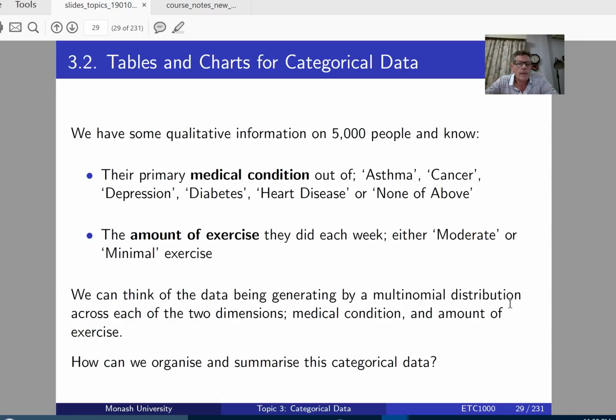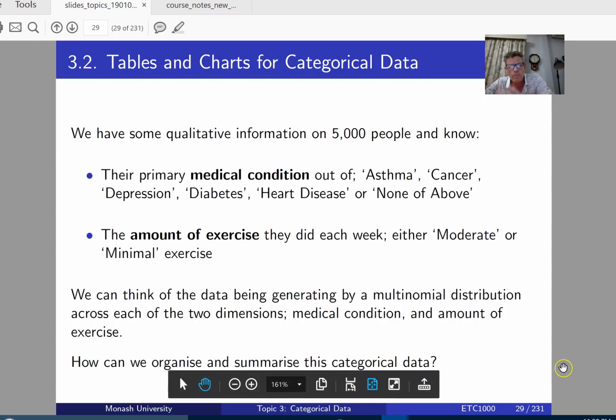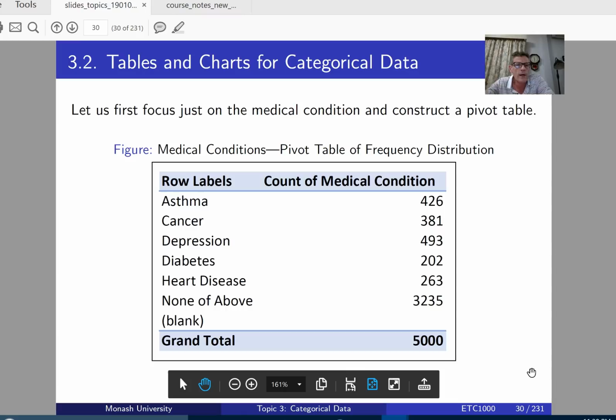So here you've got an example. 5,000 people, and we know something about their main medical condition. What's the biggest primary medical problem they've got? It could be asthma, cancer, depression, diabetes, or none of the above. These are chronic diseases that are commonly occurring in society. We also know something else about these people, which is how much exercise they have, and they either have not much or a reasonable amount of exercise. Okay, so this data is actually generated from a multinomial distribution, and so we're going to work out how we might present that data to people.